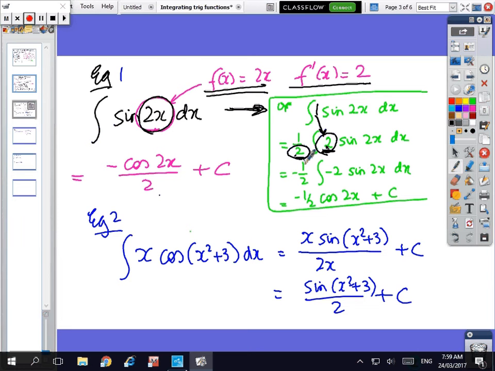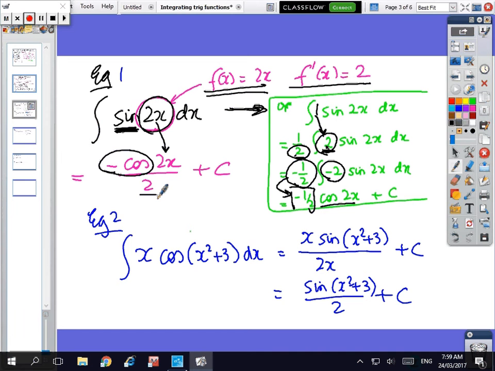Now, in actual fact, we need to have a minus 2. So if I put a minus 2 there, then I have minus a half, and that number out the front is in front of cos 2x. I'll just show you the other way I'm doing it. Sine turns into minus cos, 2x stays as 2x, and then you just divide by the derivative.